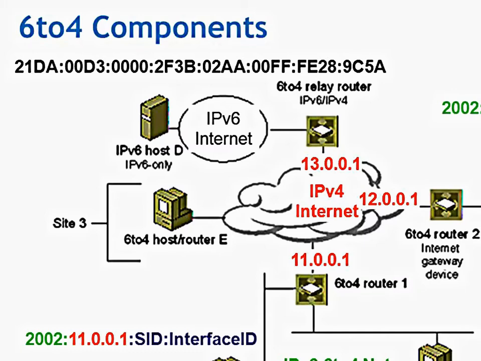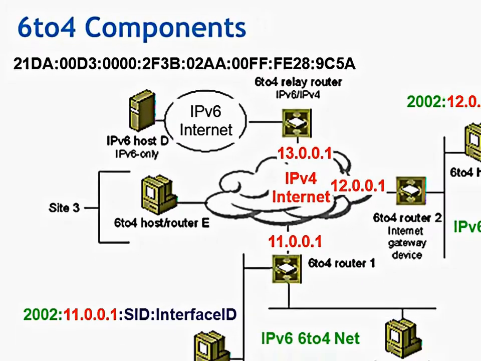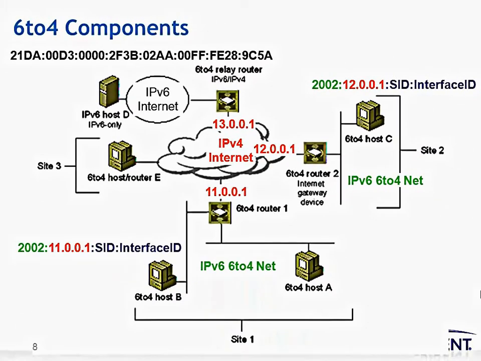And so it would use a source IP version 4 address of 11.0.0.1 and send it to the destination 13.0.0.1. The relay router would receive it, de-encapsulate the packet, and send it to the IP version 6 internet. Now, as you can imagine, there may be some routing issues when we're going from 6-to-4 to the IP version 6 internet and back. So the IP version 6 internet needs to know specifically which relay router and therefore which IP version 4 link to use to get to the appropriate 6-to-4 network and vice versa.